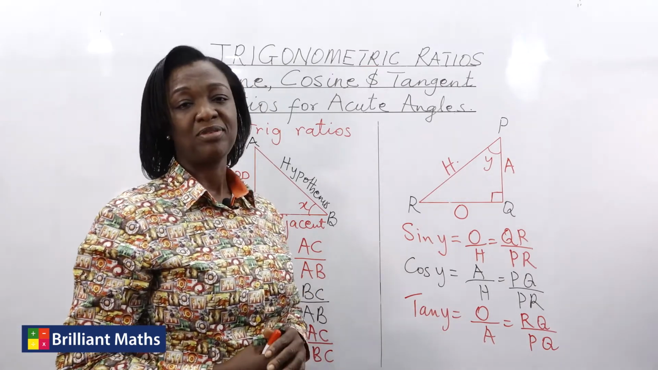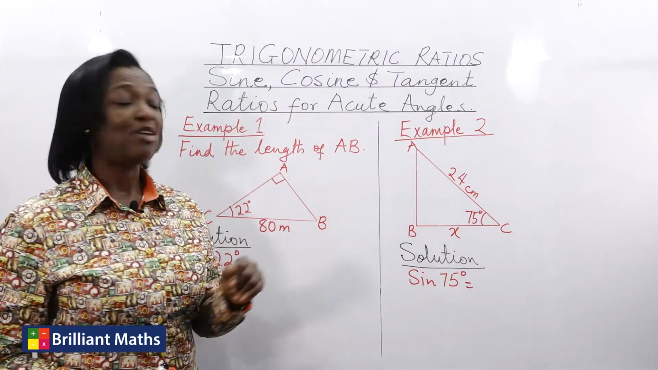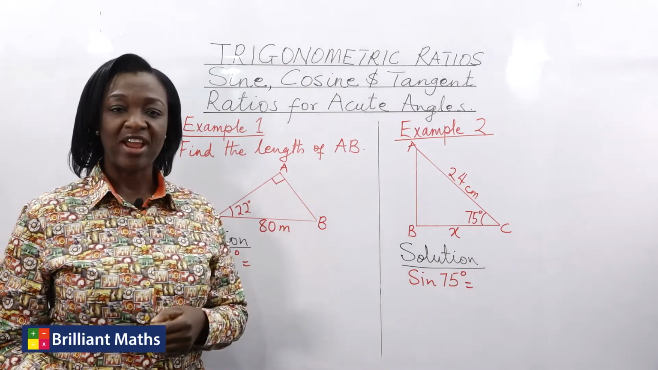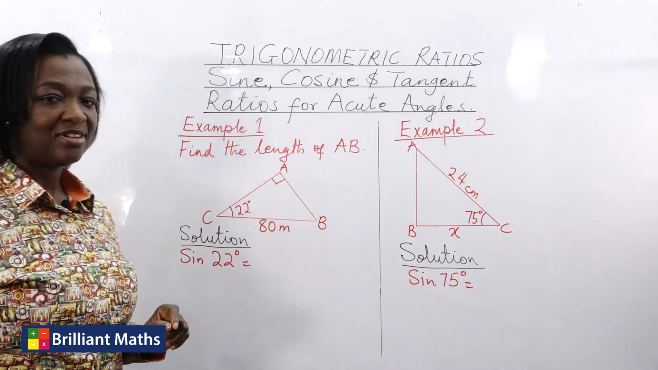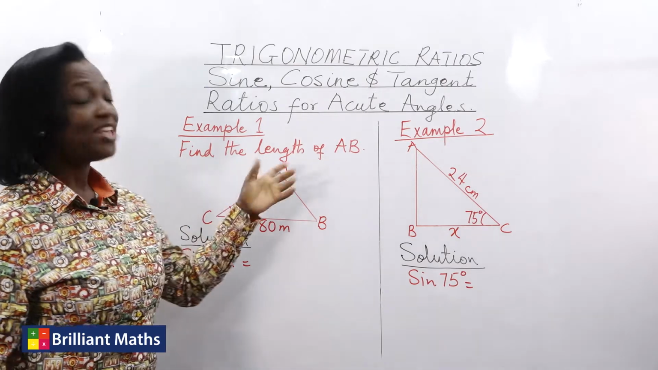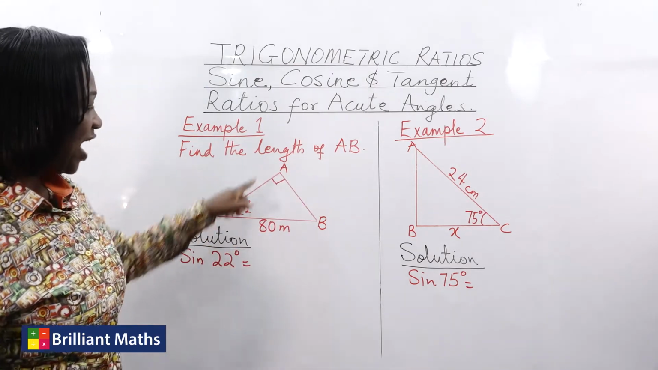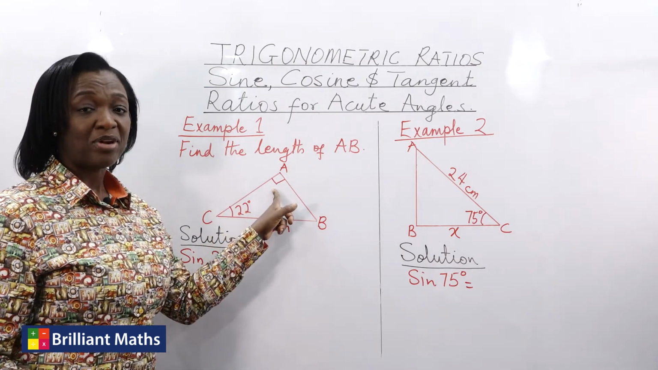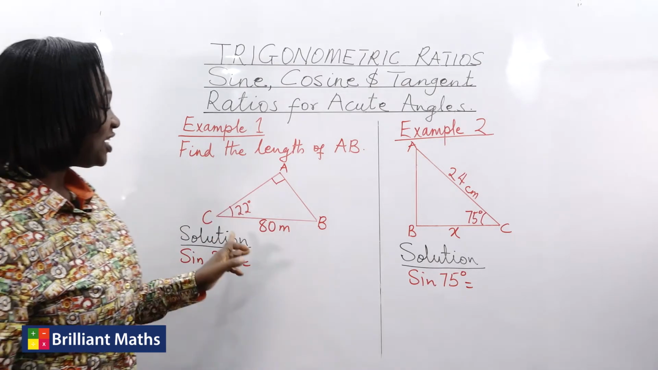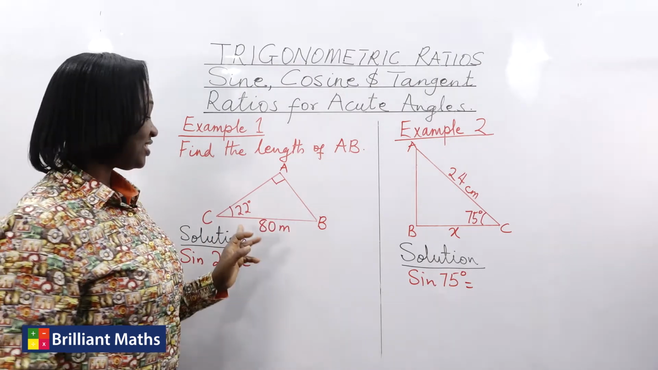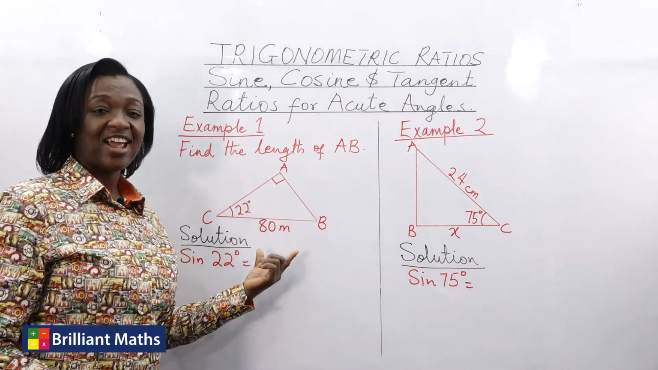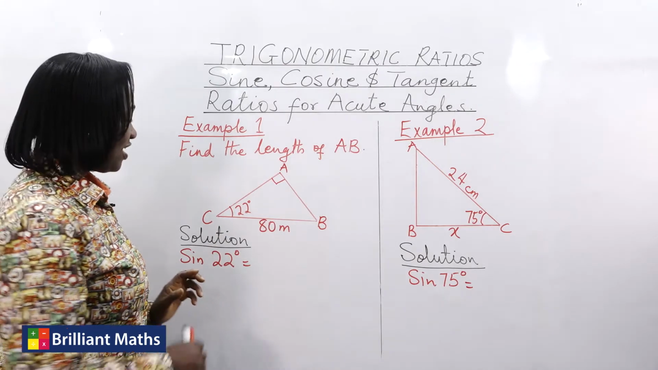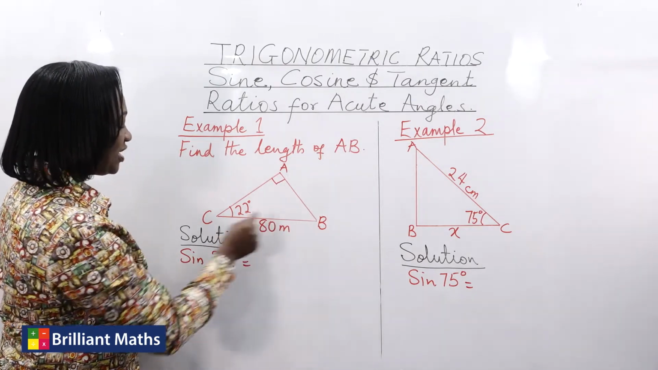Let's look at another example. In this example, we want to learn how to find the length of unknown sides in a right-angled triangle, given any angle. So example 1 says find the length of AB. AB is a line here. We have our right angle at point A, and the line opposite the right angle is 80 meters. That line is the hypotenuse of the right-angled triangle. So we have triangle ABC.